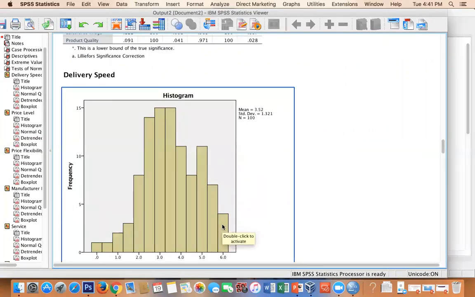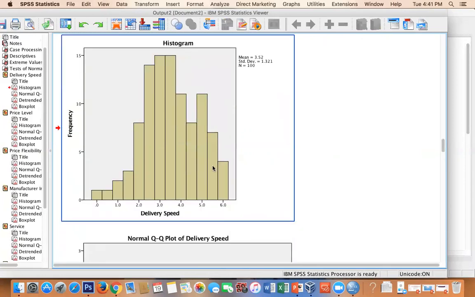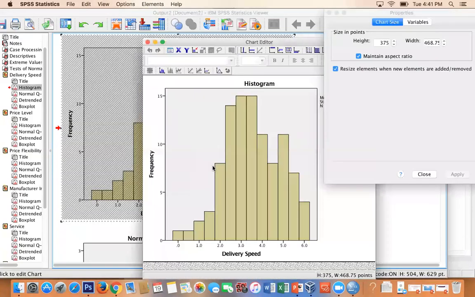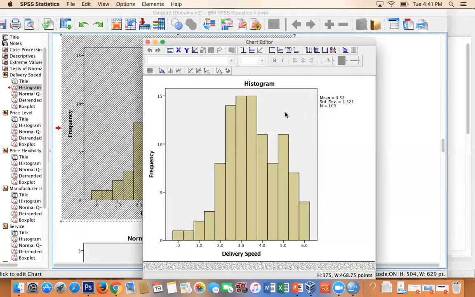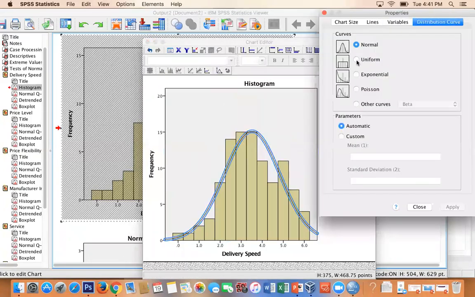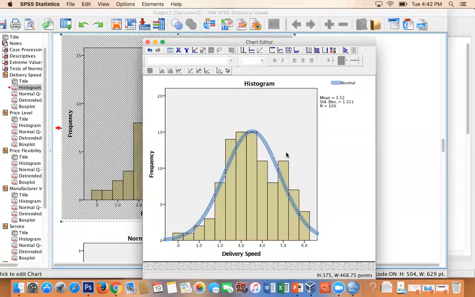Now if you want to actually have a graph on this, you can double click on it and click on the graphs here, show distribution curve, normal curve, and okay. And you can see a curve. It's not bad at all, honestly speaking. You can never expect a perfectly normal distribution. If you're actually expecting that, you're daydreaming, honestly.